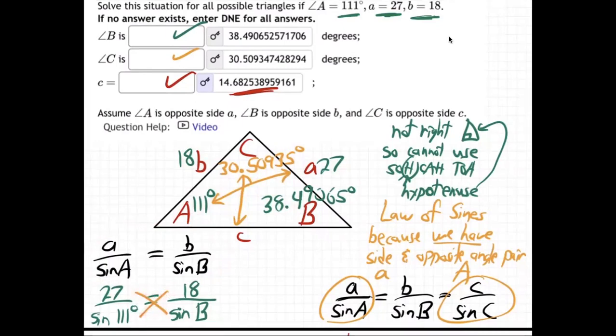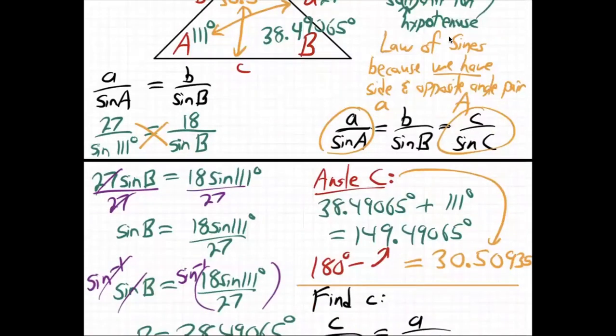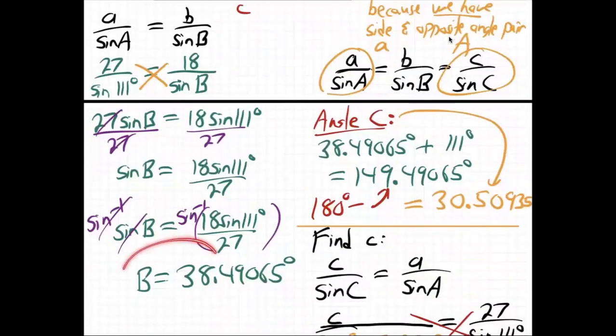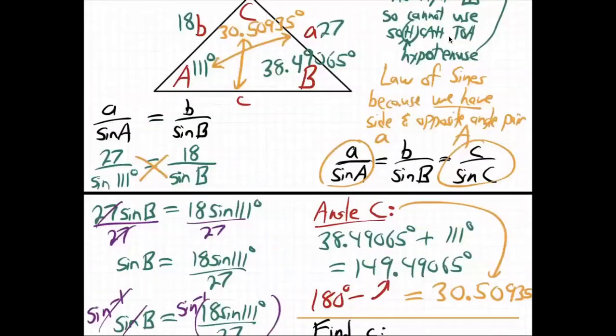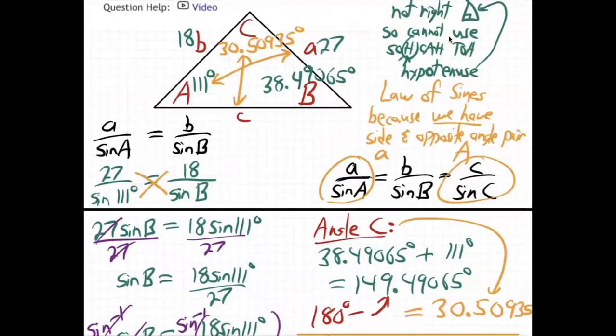My iPad will not roll down. There we go. And I was able to solve for B. And once I had B, I could find angle C because the three angles have to total 180, don't they? So I found the missing angle. And then finally, I did C over C is A over A, law of sines again, and found the third and missing side. And so there we go.